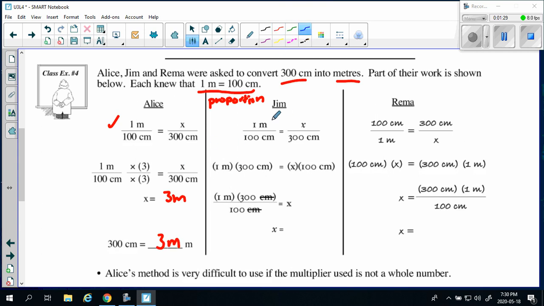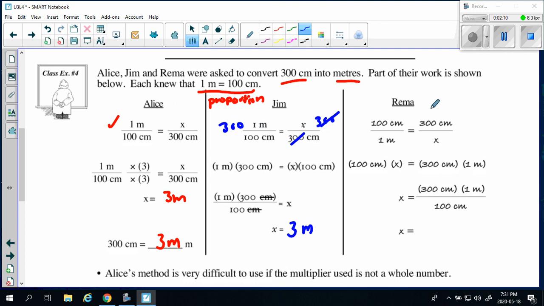Jim has set it up exactly the same way. He said 1 meter is 100 centimeters, there's my proportion, and I want to know how many meters is 300 centimeters. But he has decided to solve for x, and solving for x means we need to get rid of this denominator. So he's multiplied both sides by 300 to isolate x, and he gets the same answer. x is 300 over 100, so x is 3 meters. He's set up the meters in the top, centimeters in the bottom. This is very good. He has matched the units in the top and the bottom.